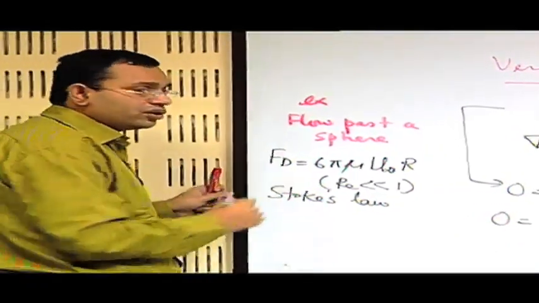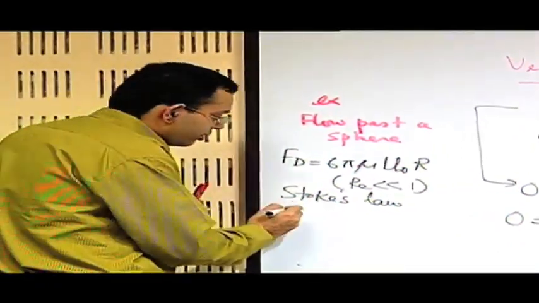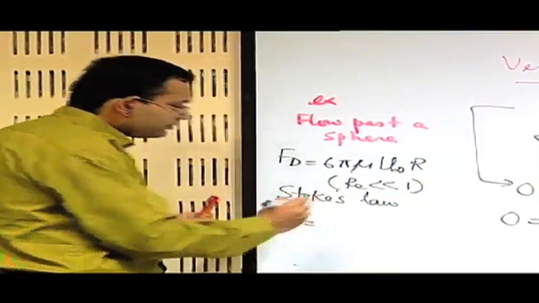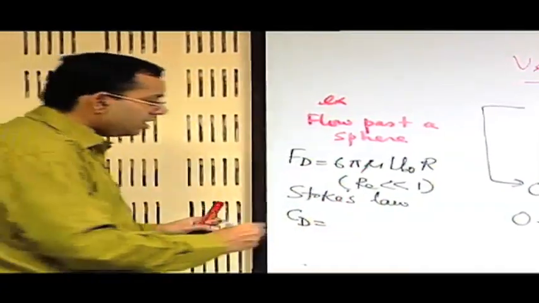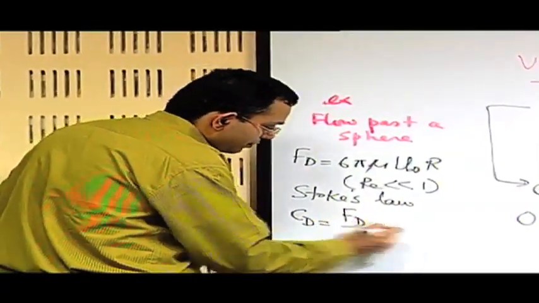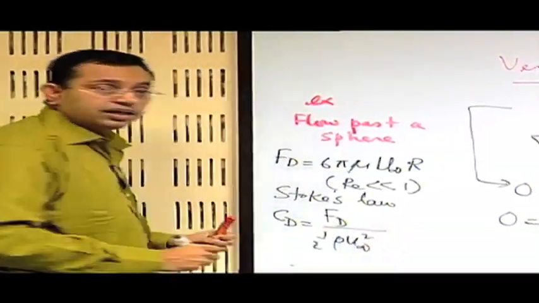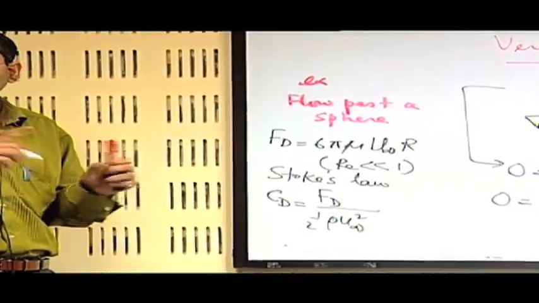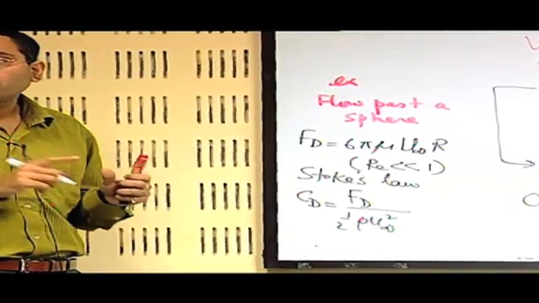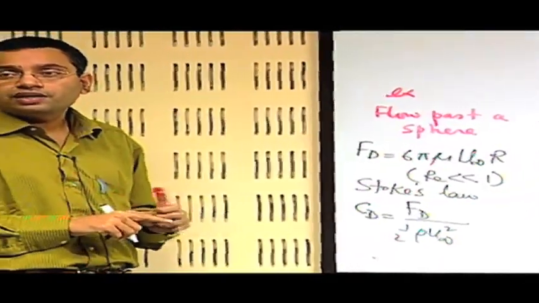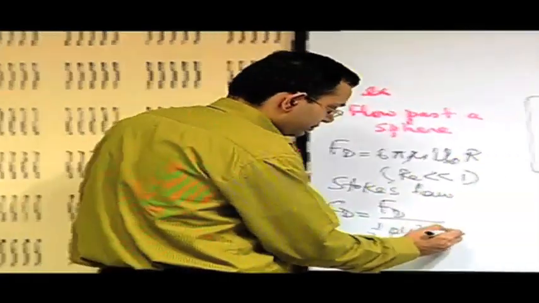Now if you want to calculate the drag coefficient, CD, it is the drag force divided by half rho u infinity square into the reference area. The reference area is the projected area. So what is the projected area of a sphere? Pi r square, right.